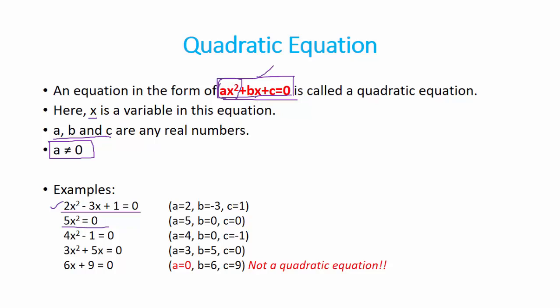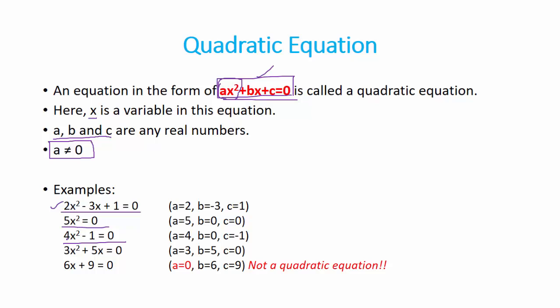B and c here are 0, and that is why 5x square is equal to 0 is also a quadratic equation with a equal to 5 and having the x square term. The next equation is 4x square minus 1 is equal to 0. Here we have the x square term, and that is why it is a quadratic equation.